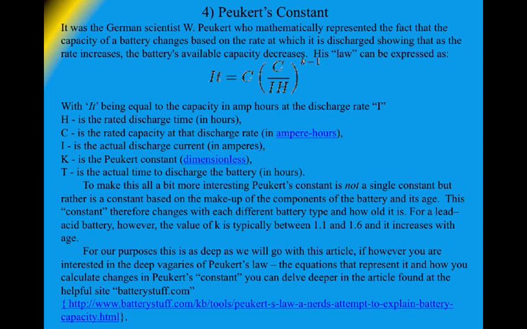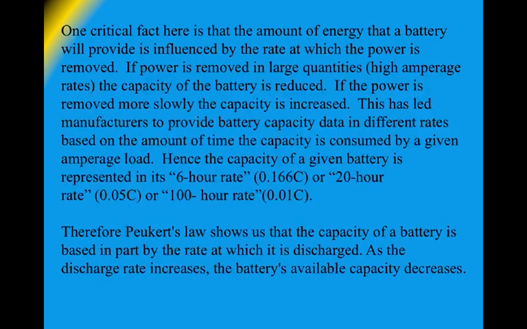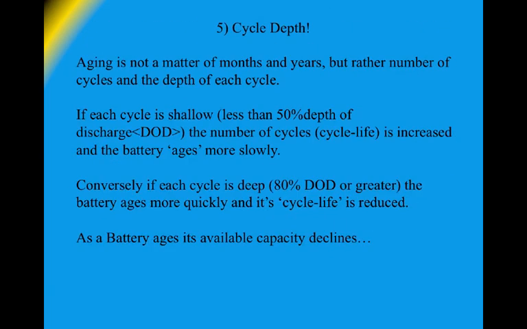The people at Battery Stuff are true battery nerds, and they go in as deeply as you may ever want to go with this. But basically, what we want to understand is that the rate of amperage that we pull out of a battery is going to affect how much capacity that battery will yield us. And when we withdraw higher rates, we're going to get less capacity from that battery.